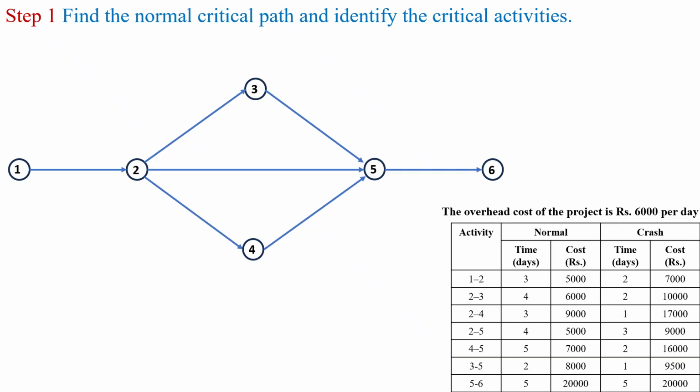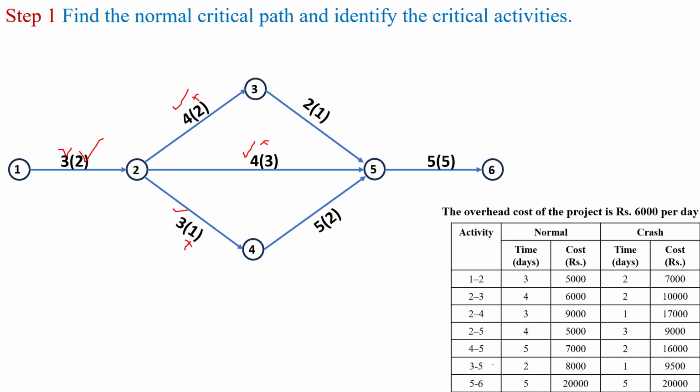Next we have to represent the normal time as well as the crash time for each activity. For activity 1 to 2, normal time is 3 and crash time is 2, which is represented in the brackets. Similarly, we represent the normal time and crash time for all the activities. For activity 2 to 3, normal time is 4 and crash time is 2. Activity 2 to 4, normal time is 3 and crash time is 1. For activity 2 to 5, normal time is 4 and crash time is 3.